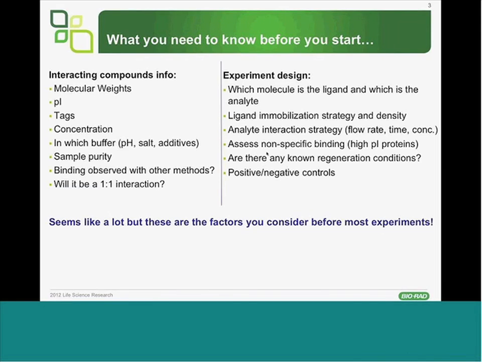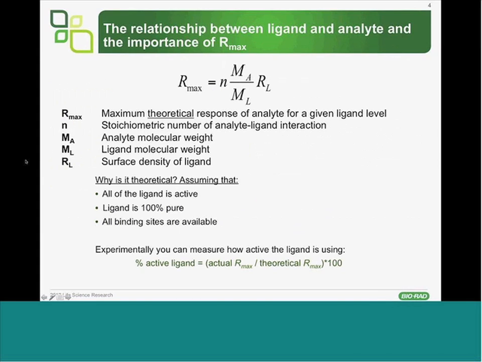Are there any specific regeneration conditions? And this is something which is of big importance because we don't want to flow only once. So we want to use our surface over and over again. And in order to be able to do it, we have to regenerate. And while we do the regeneration, we really do not want to destroy our chip. So we want to be able to do good regeneration, which cleaves the analyte from the ligand, but still we will see. And then positive and negative controls in order to know that what we see is indeed what we wanted to see and not some artifacts. Okay, now what is the relation between ligand and analyte, and what is the importance of Rmax?